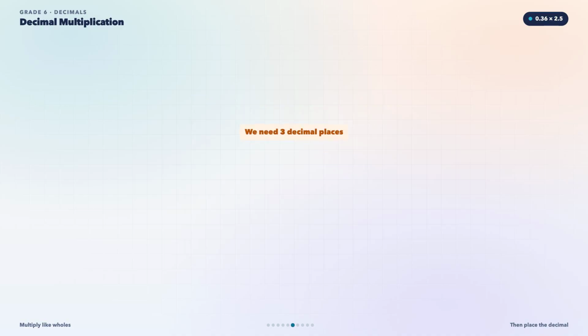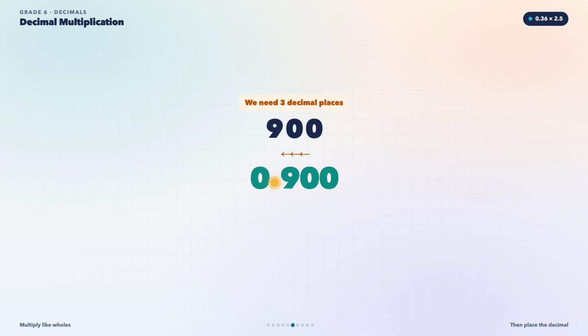We need 3 decimal places. Start at the right of 900. Count 3 places. 0.900. 0.900 is the same as 0.9. So 0.36 times 2.5 equals 0.9.